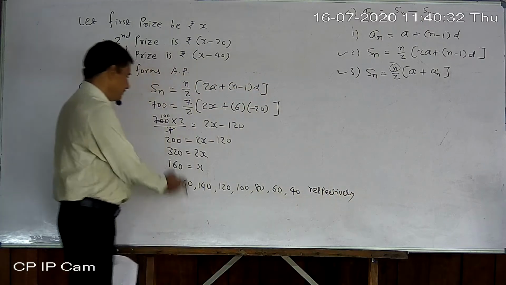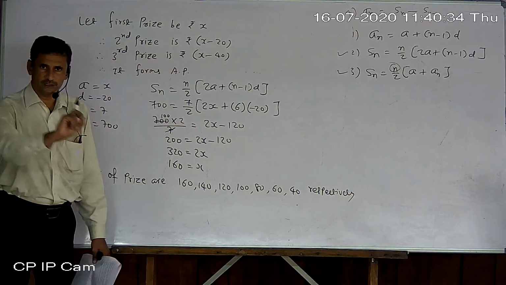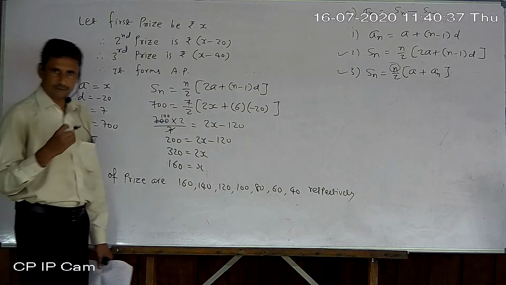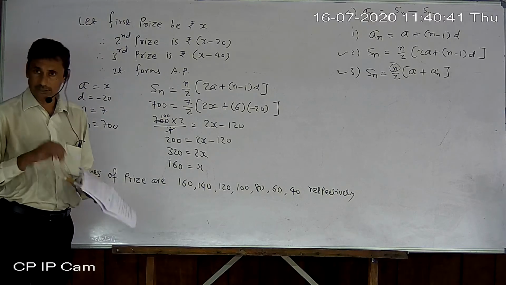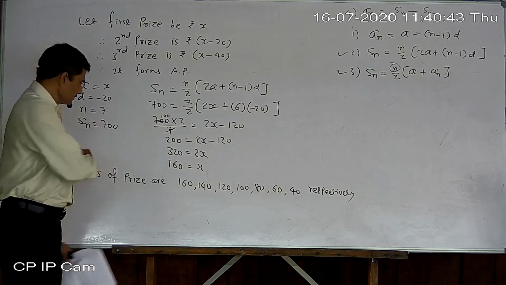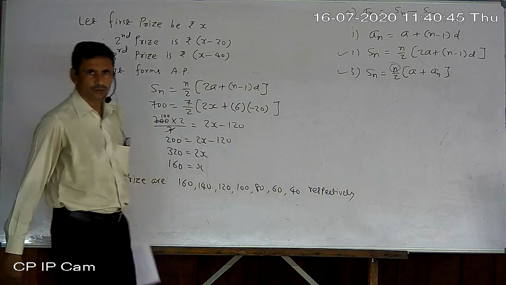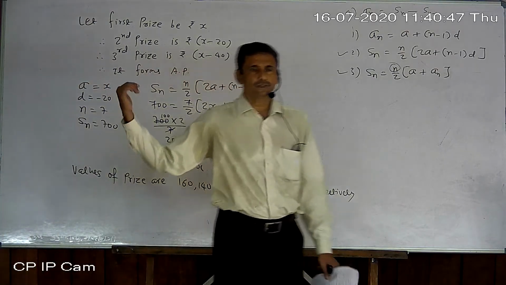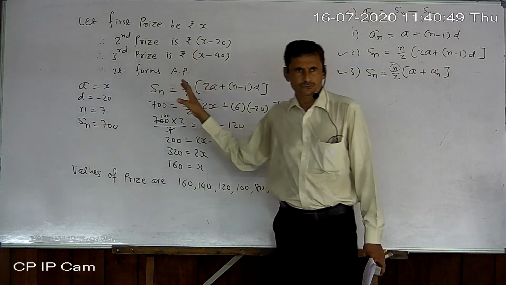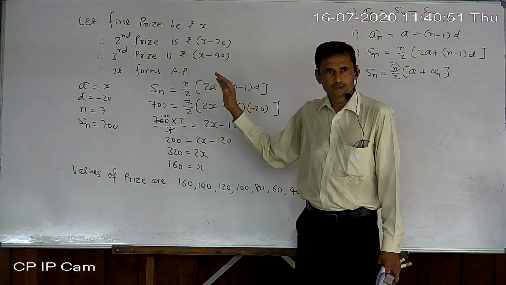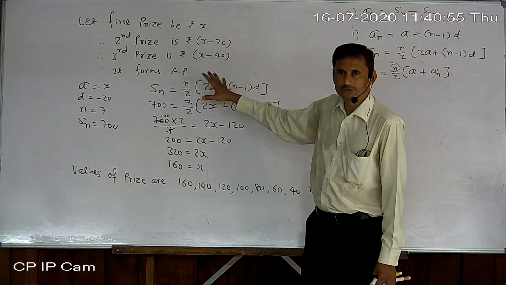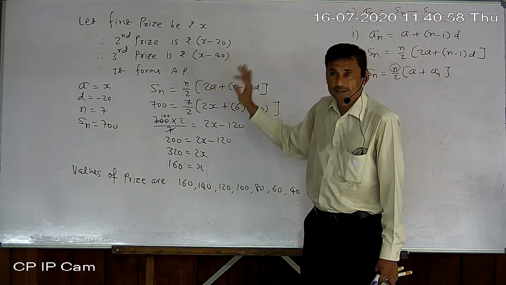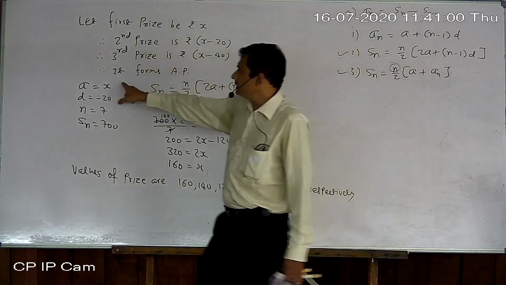Otherwise you can write one by one also. First price is 160, value of second price is 140, value of third price is 120, but it takes quite some time, so you can give the answer together also. Just understand the question well first of all. What is given, that is very important.